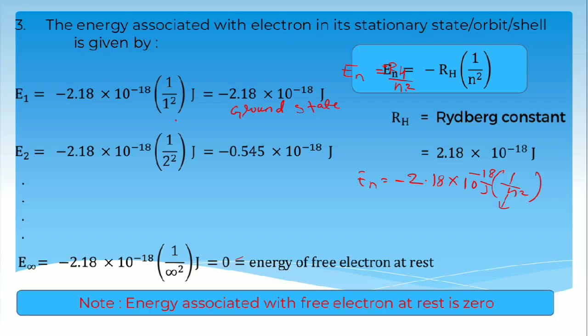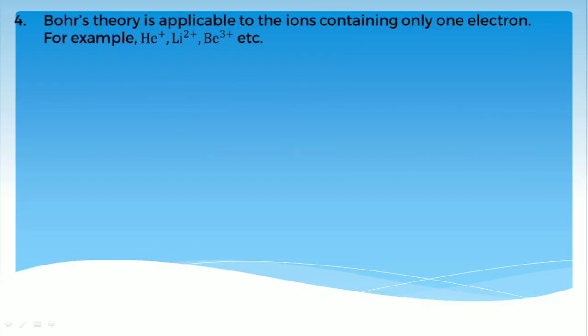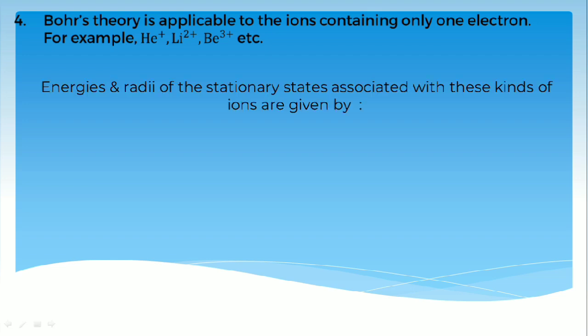So overall we can say that the energy of an electron in hydrogen is inversely proportional to n square, and the energy becomes zero when the electron is completely free from the nucleus. So, moving to the next.